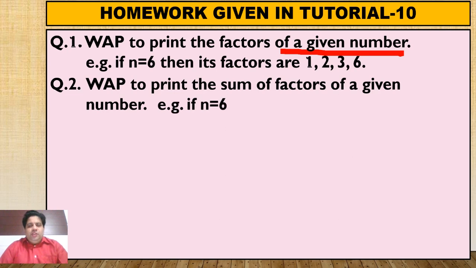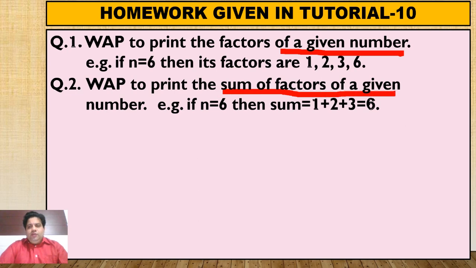For example, if number is equal to 6, then sum will be 1 plus 2 plus 3 equal to 6. You have to print the sum of factors of a given number. Now here, see, you have to find the sum. In the previous tutorial, we have studied how to find the sum of given values inside the loop. So that logic will be applied here, as well as the factors logic from the above program. It means factors and then find their sum.